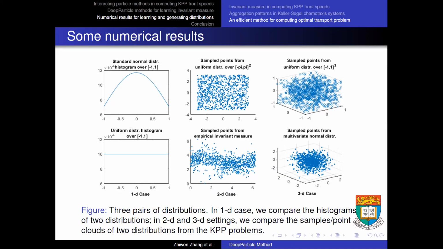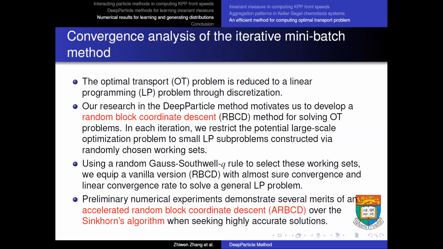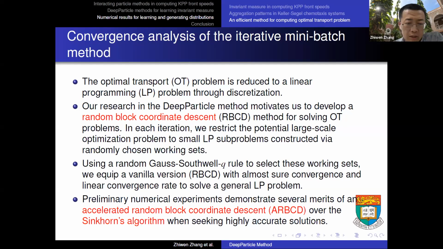Excuse me, quick question. In the previous slide, in the last bullet, you talk about an accelerated version. What is this accelerated version? Accelerated means, for the basic version we can prove some convergence. However, we have some trick to speed up this random block coordinate descent method. The performance is improved. However, we cannot prove convergence for this version.